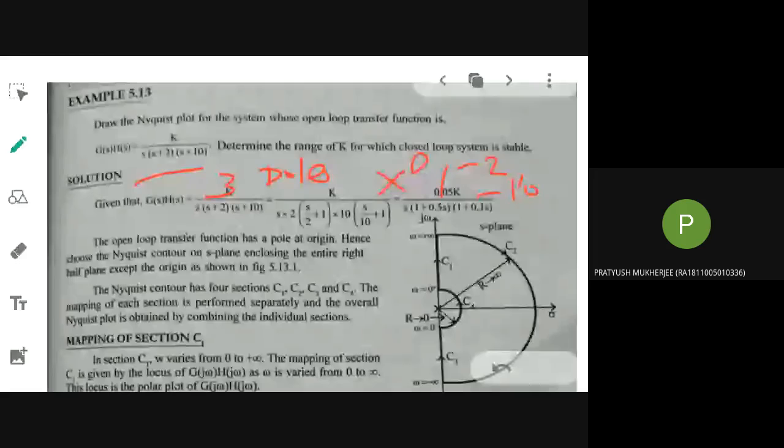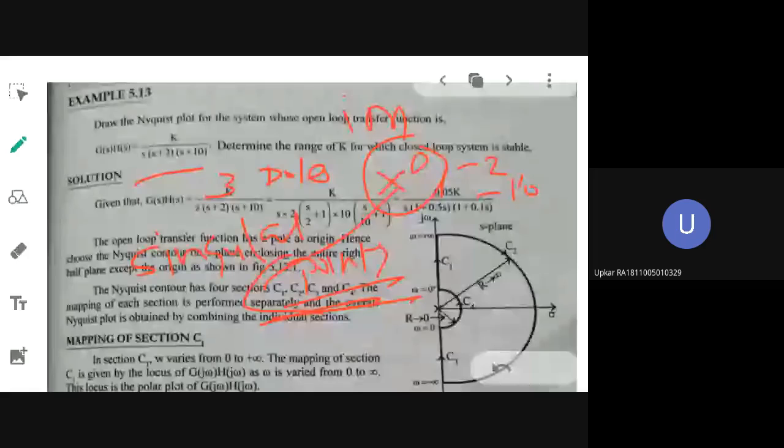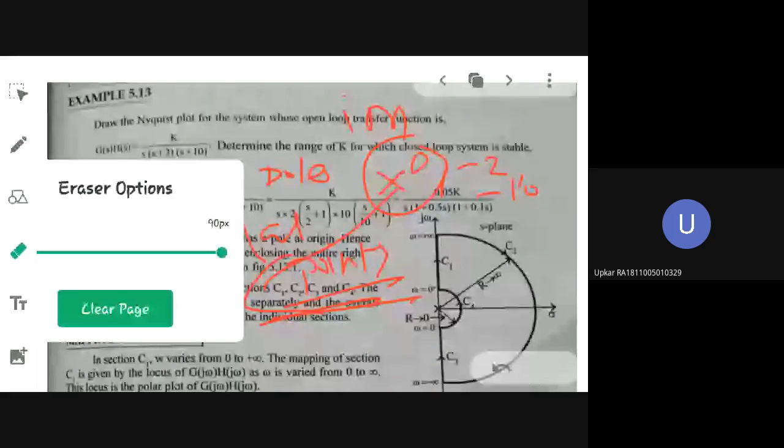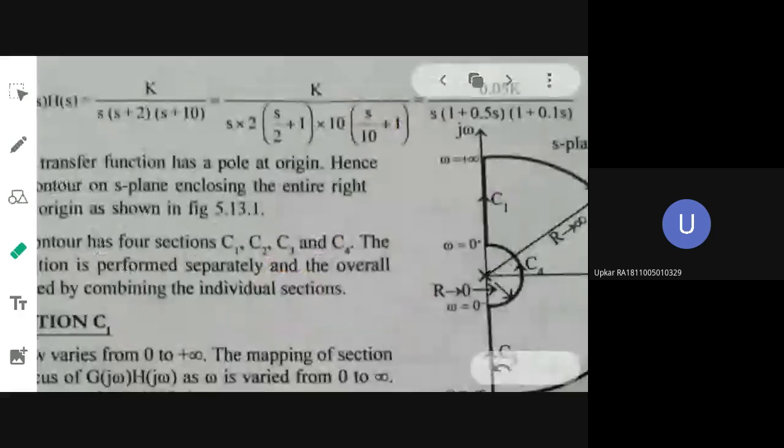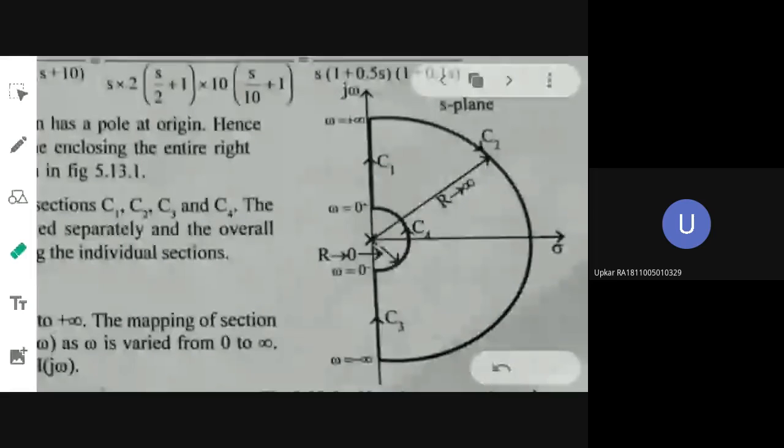Whenever you have poles on the origin or the imaginary axis, those points are called singular points. So while drawing the Nyquist contour, do you have to pass through the point or bypass it? Bypass. So the first step is drawing this contour. What is the name of this contour? Nyquist contour. That contour you have to draw.